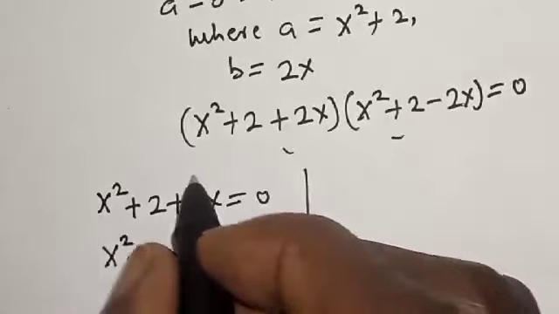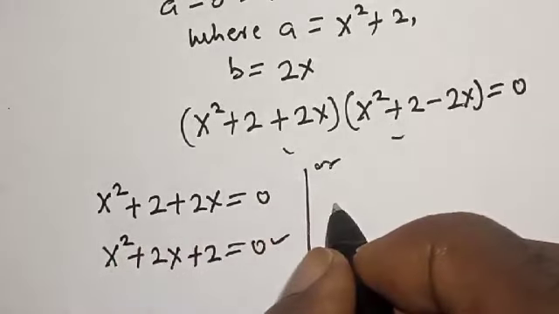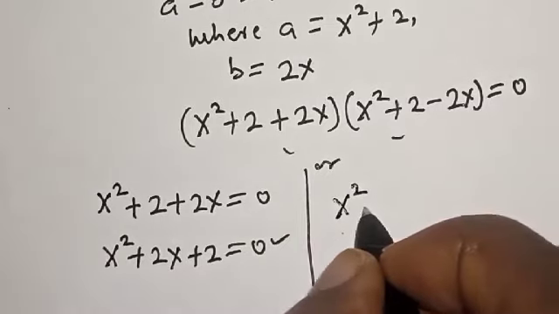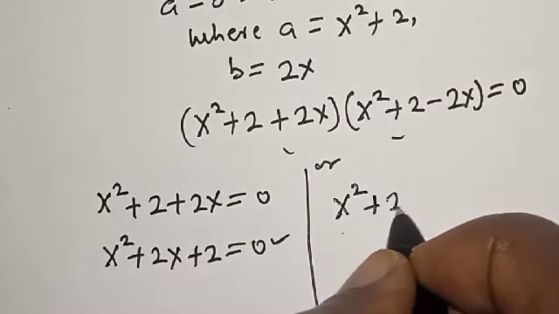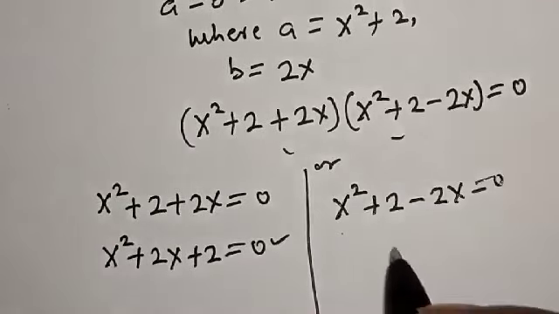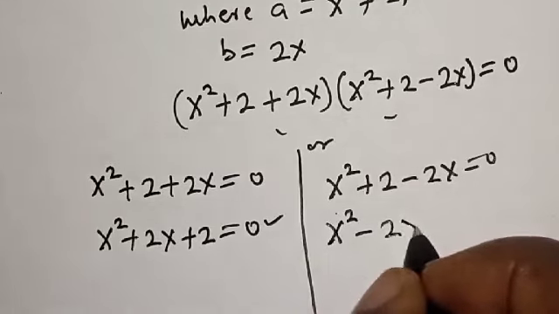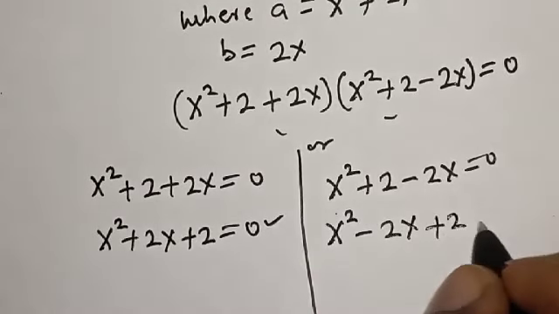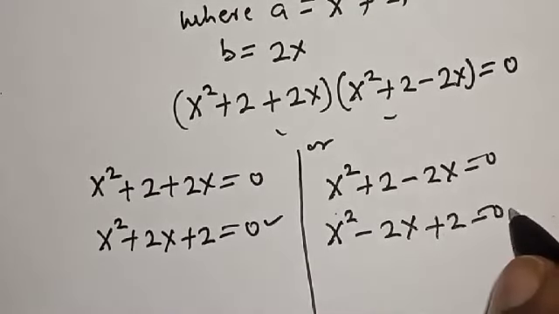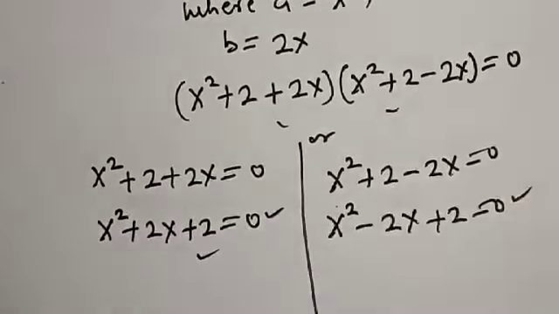And for the second case, we have x squared plus 2 minus 2x is equal to 0. Then if you rearrange, we have x squared minus 2x plus 2 is equal to 0. This is also a quadratic equation. Now let's work with this first.